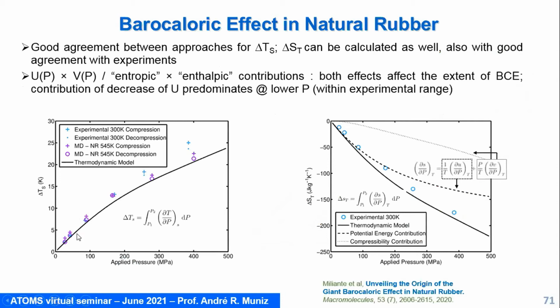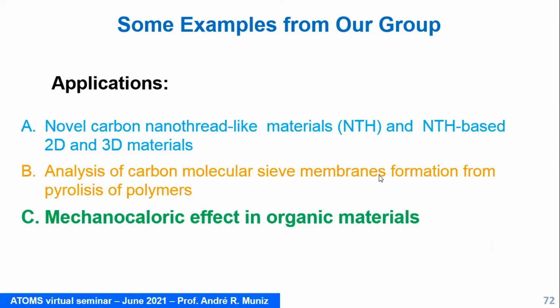These are experimental data. These are the predictions from our thermodynamic model using our results from the simulations, and we could get a good agreement again. And what's interesting to see is that if we analyze the contribution of each term to the total change of entropy, one would expect that the change of volume would be the most important. But no, the most important for the range of pressures we are interested in is the term associated with the internal energy of the system. So we can get access to this detailed information about the energy of the system, and we could find some explanation for this high mechanical barocaloric effect in natural rubber.